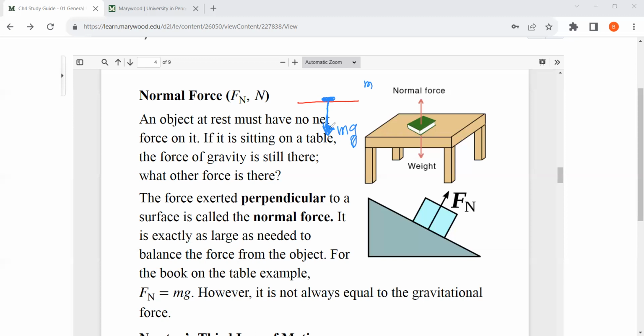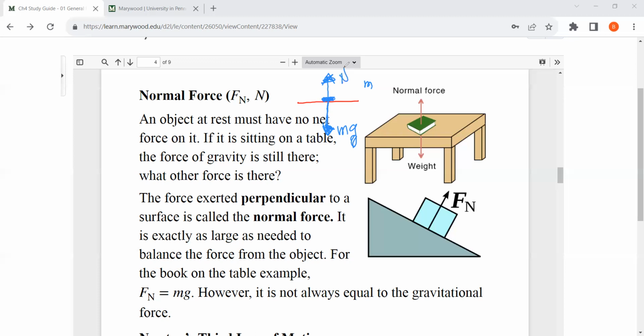We already know from our everyday life that when an object is on the table, it stays on the table. That means something is balancing the gravitational force, right? So that means the table is exerting some force on the object. That's why that force is balanced and the net force is equal to 0. Because the object is not moving, the table is exerting some force on this object, and that force is the normal force.